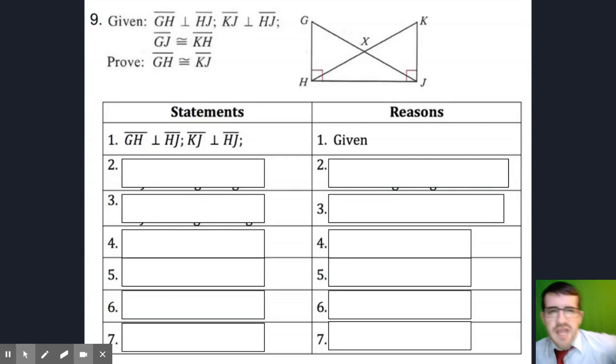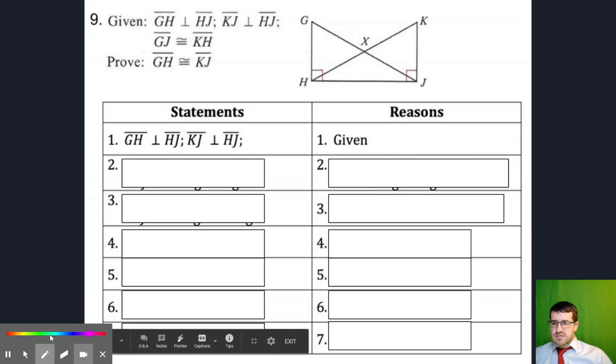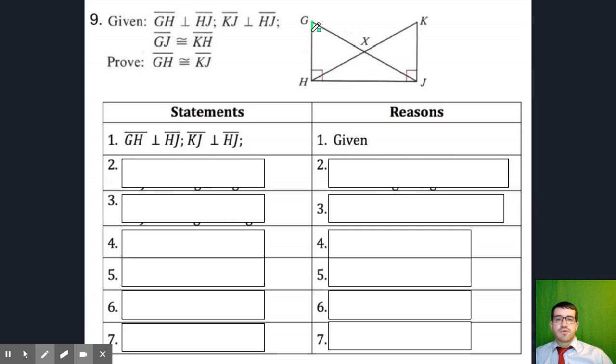All right, for problem 9, we have this. We're given a lot of information, and we want to prove that segment GH is congruent to segment KJ. I'm going to do that in blue. And if you look at this, it might help you if you draw the two triangles separately. I will try to do that.